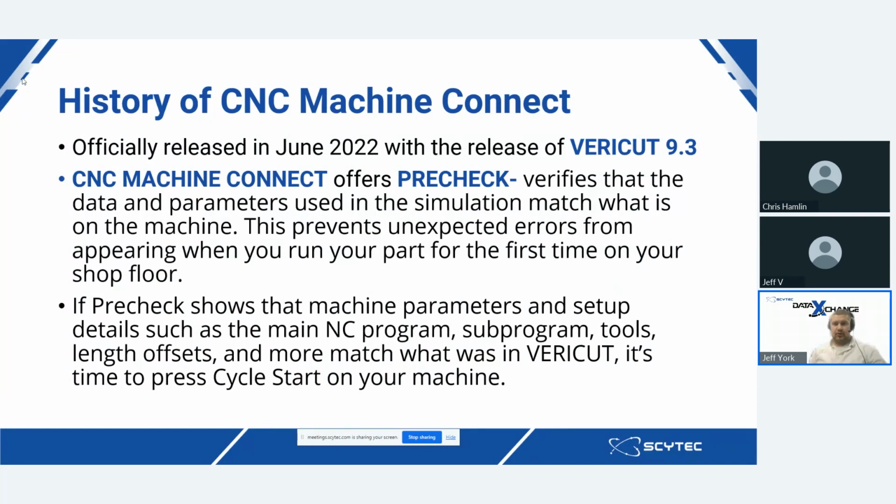CNC Machine Connect offers pre-check, which verifies that the data and the parameters used in the simulation match what is on the machine. This prevents any unexpected errors from appearing when you run your part for the first time on your shop floor. So basically, an NC programmer can verify that what they have set up on their machine matches what is in the VERICUT machine configuration simulation before running a part for the first time to make sure that there are no accidental crashes or collisions. So once you run that pre-check and everything looks good to go, you can hit the cycle start button.